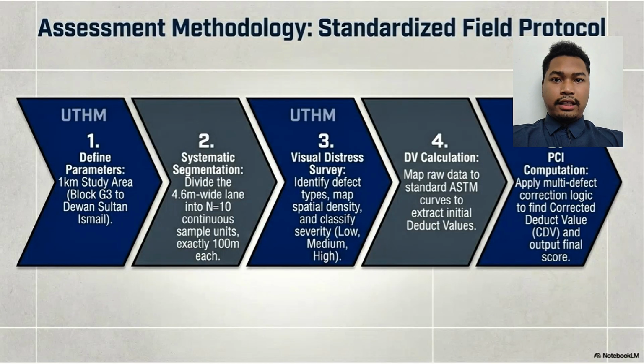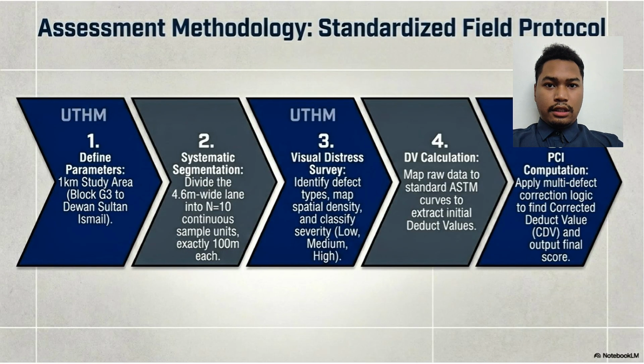Next, for our assessment methodology, we follow a structured five-step protocol. First, define parameters: we set a 1 kilometer study area from block G3 to Dewan Sultan Ismail. Second, systematic segregation: the 4.6 meter wide lane was divided into 10 continuous sample units, exactly 100 meters each.